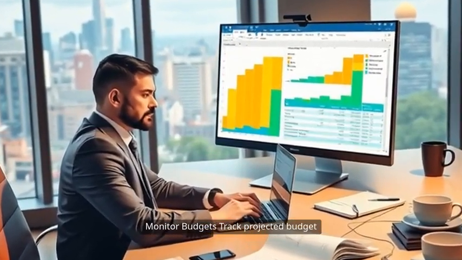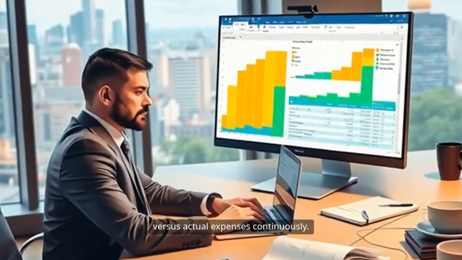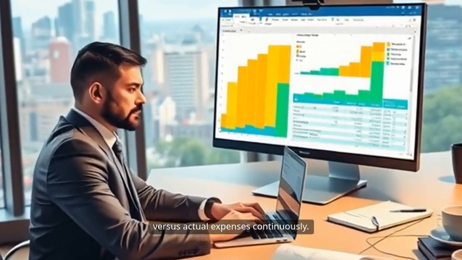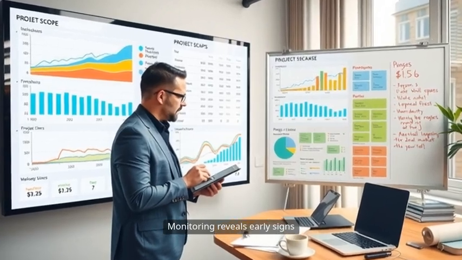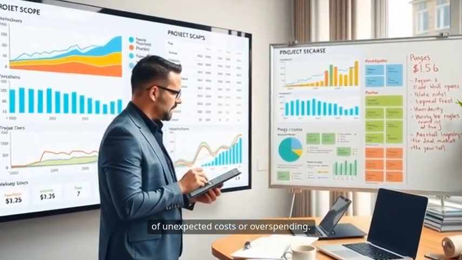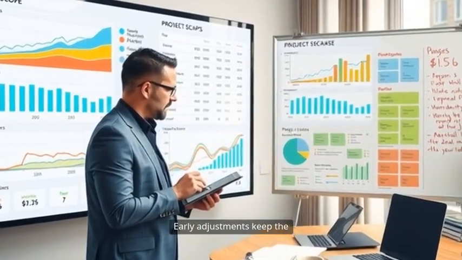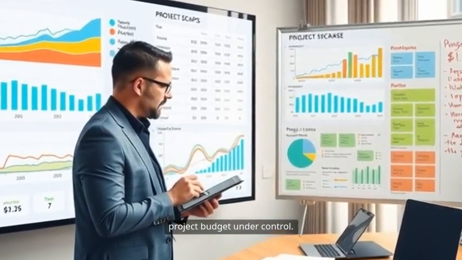Monitor budgets. Track projected budget versus actual expenses continuously. Monitoring reveals early signs of unexpected costs or overspending. Early adjustments keep the project budget under control.